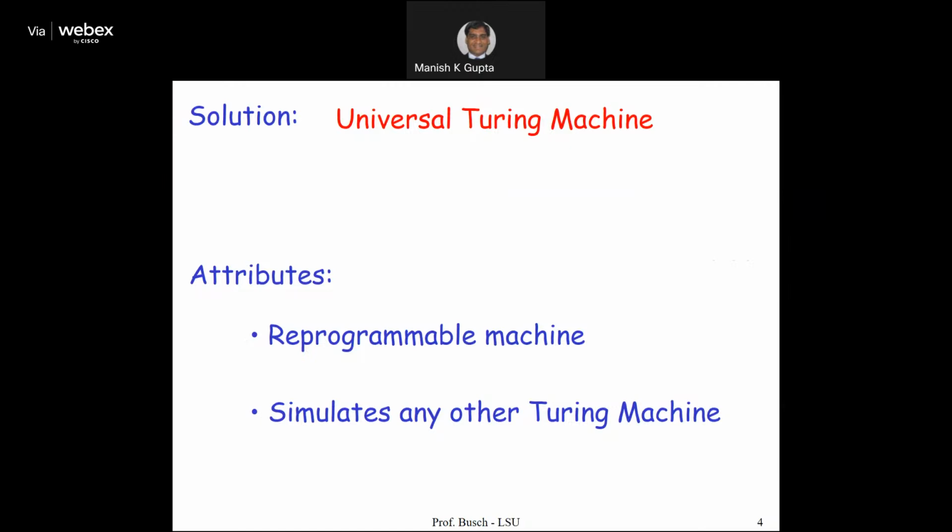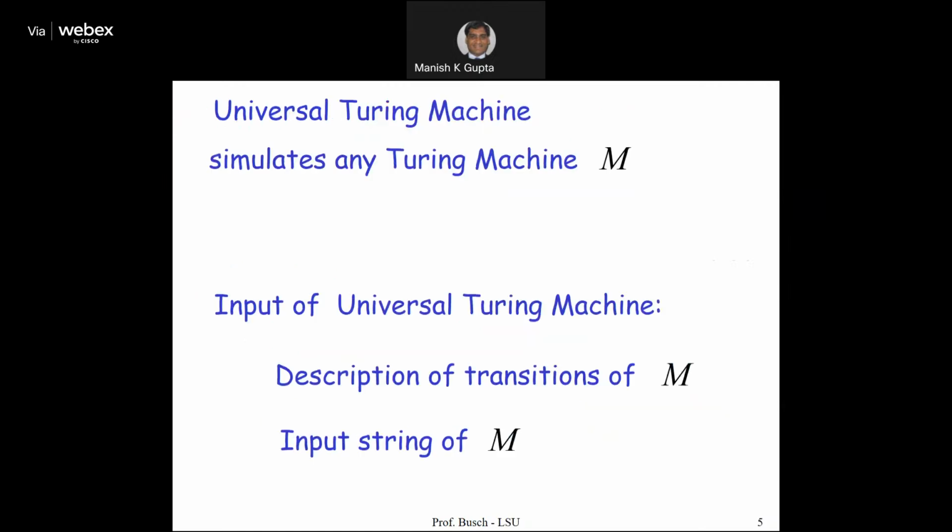So how do we do this simulation? Here I am going to use a variation of Turing machines actually. It's a very, very important thing to see. So this universal Turing machine simulates any other Turing machine. The input of the universal Turing machine is a description of the transitions of M.